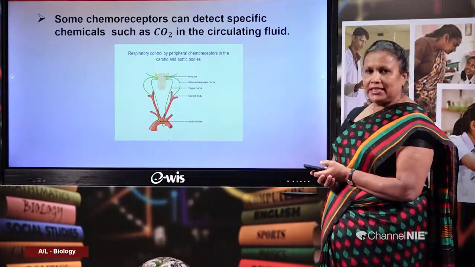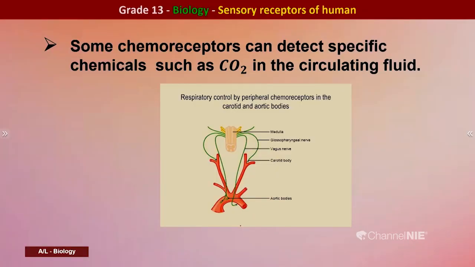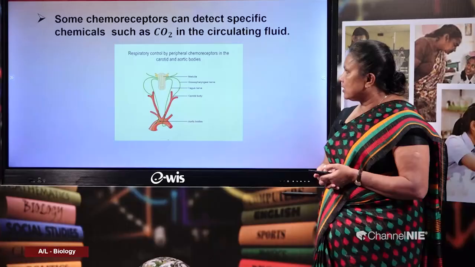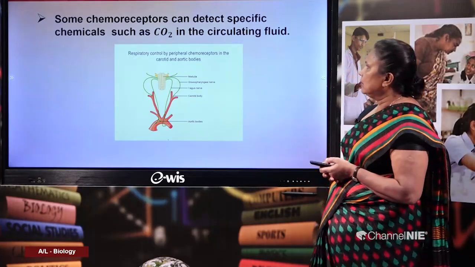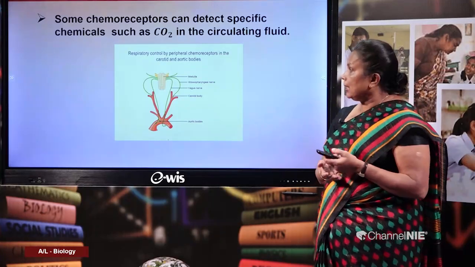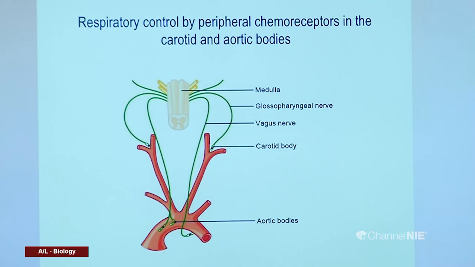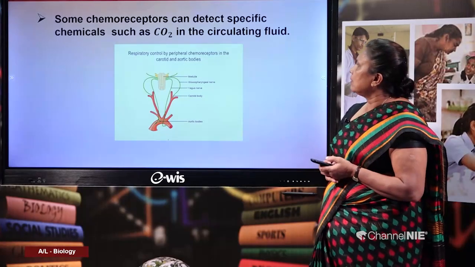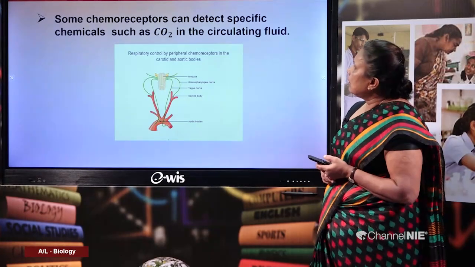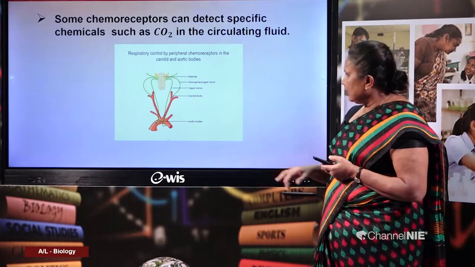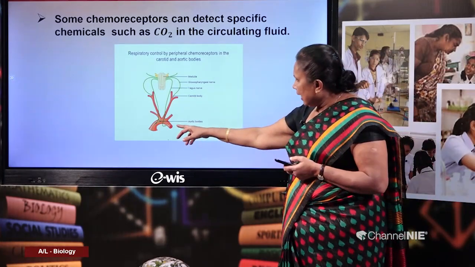Now, in addition to these two, odorants and tastants, there are some chemicals which can be seen in circulating fluids, such as in blood. If you remember the earlier lesson, we studied the chemoreceptors which are involved in respiration. Some of the chemoreceptors are present in the hypothalamus and some are present in the aortic body.